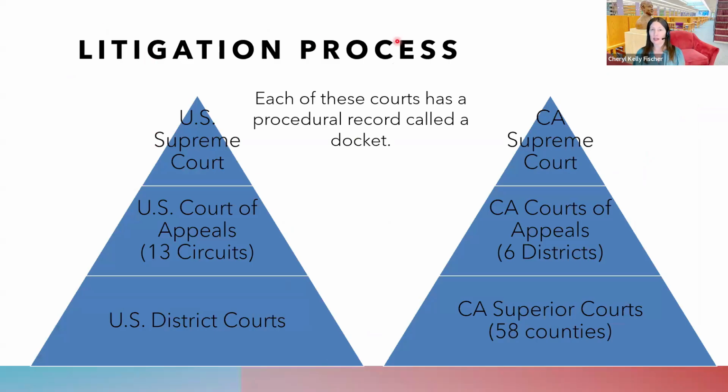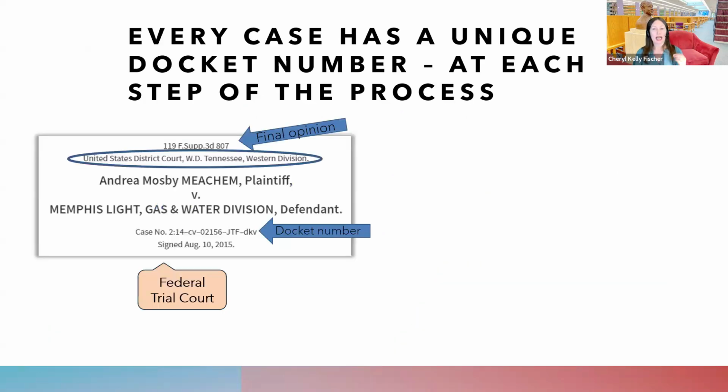So in the process of litigation, courts are going to keep a record of all the documents filed by the parties and all the rulings made by the court. There's a running list of all of those in chronological order, and it's all in the docket for a case. So each of these courts has a procedural record of all of those things called a docket. And every case has a unique docket number at each step of the process.